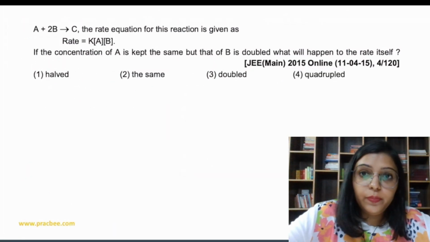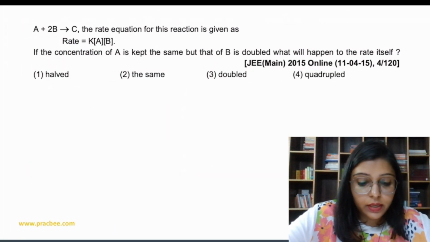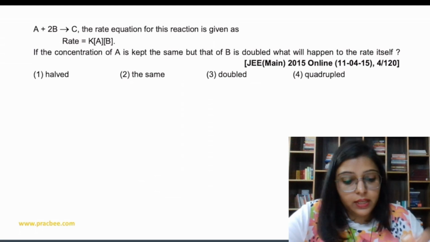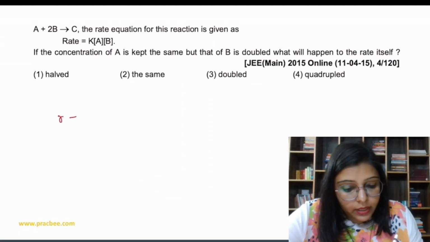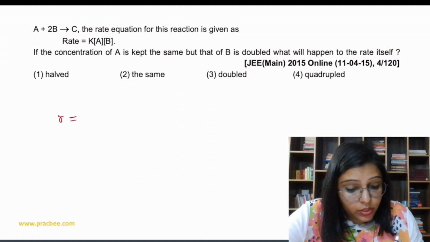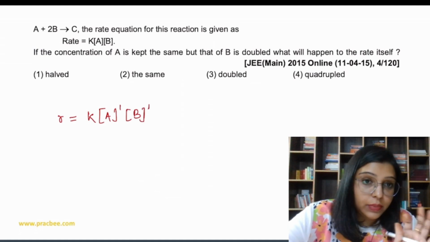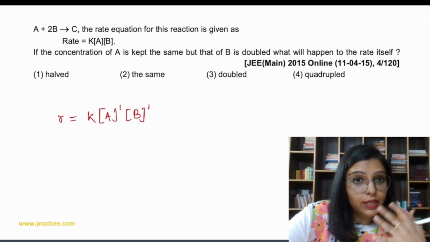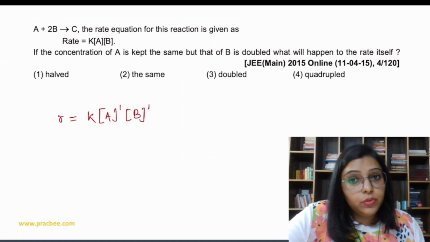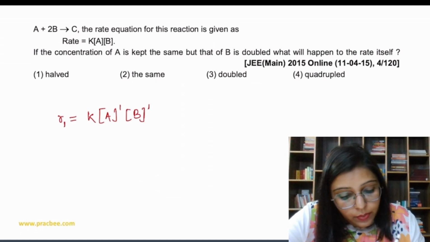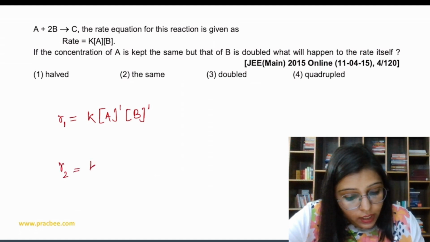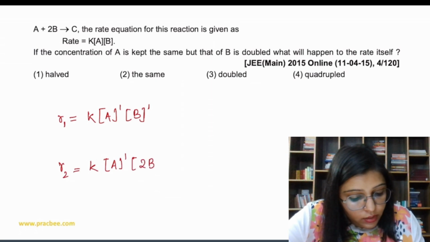Let's do the next question. A plus 2B gives C. The rate equation for this reaction is given as rate equals k[A]^1[B]^1. The question says if the concentration of A is kept the same and B is doubled, then what will happen to the rate? I am taking this as R1. So R2 is going to be k, with the A concentration the same, but 2B.